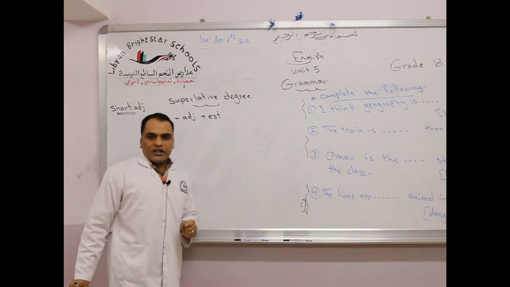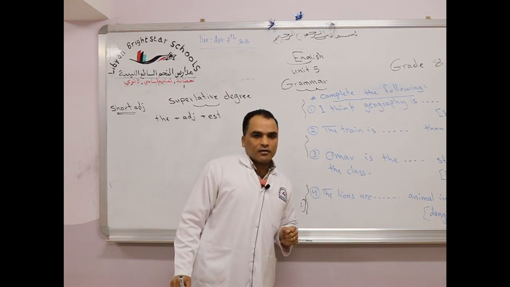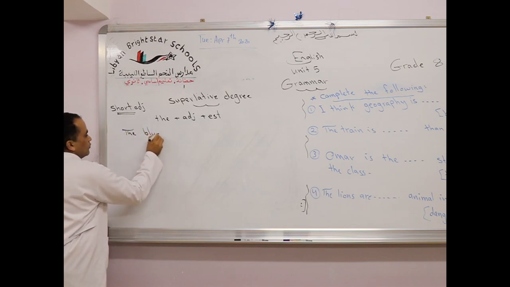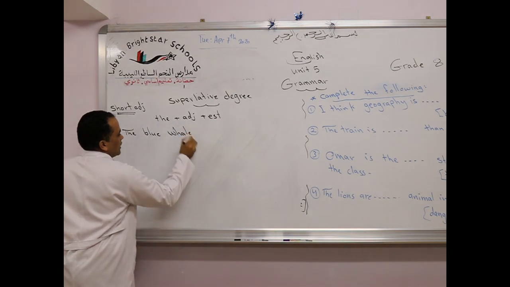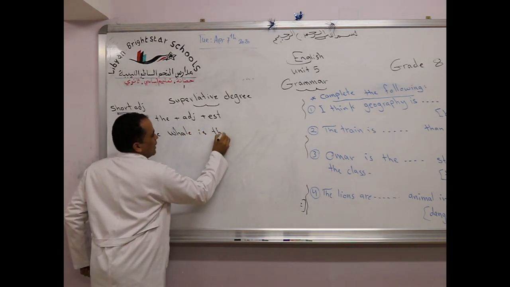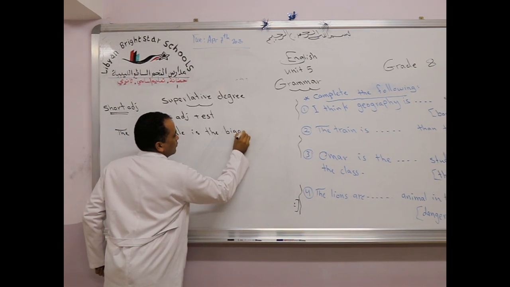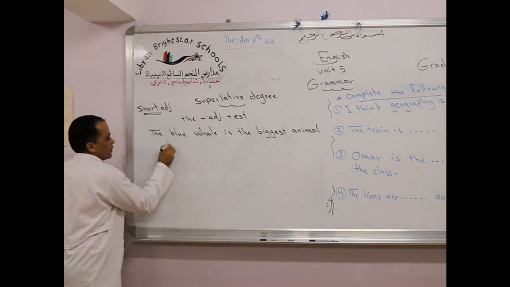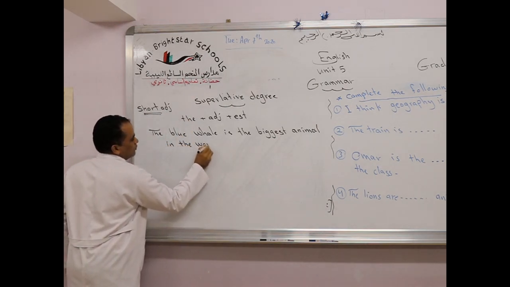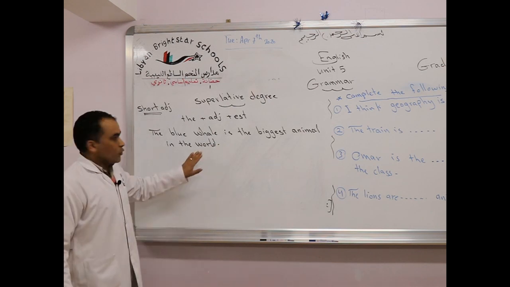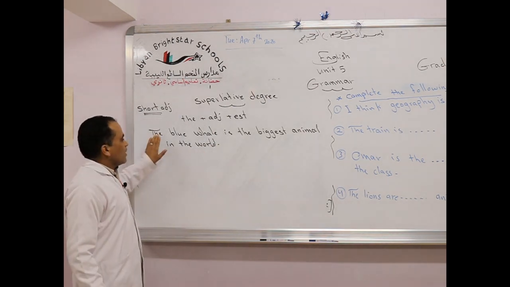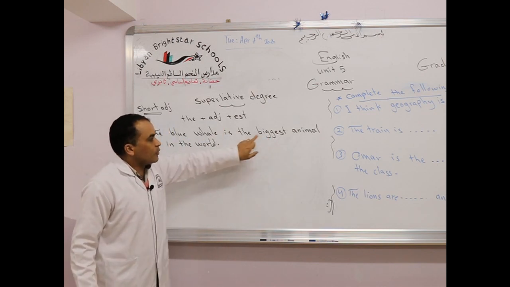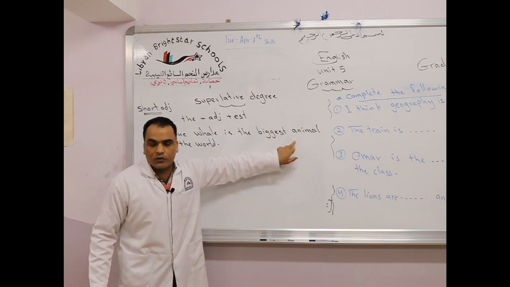For example, which is the biggest animal in the world? Of course, the blue whale is the biggest animal in the world. According to the rest of the animals in the world, the blue whale is the biggest. Big is a short adjective. The plus adjective plus est is used.